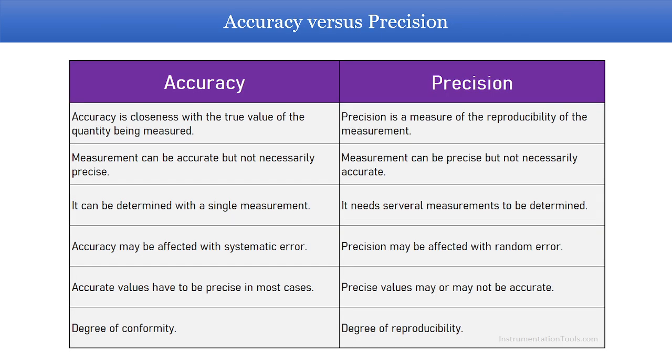So just the difference between accuracy and precision. Accuracy is the closeness to the true value of the quantity that is being measured, whereas precision speaks about the reproducibility.